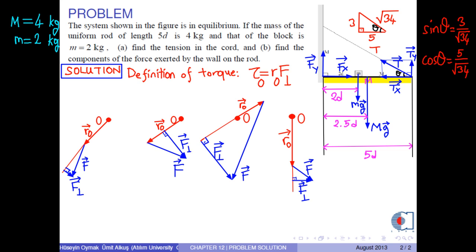According to the following examples in the figure, torque with respect to the rotation axis passing through point O is defined by the formula tau O equals R O F perpendicular. As you see, F perpendicular is the component of the force perpendicular to the line of extension of position vector. The rotation in the first picture is counterclockwise, so we denote this rotation by a plus sign. In the second picture, the rotation is also positive. In the third one, it is negative, and in the final one, it is again positive. Okay, that's all about the definition of torque.